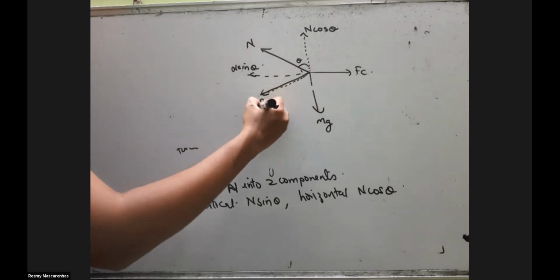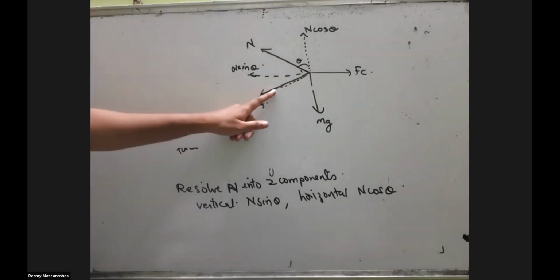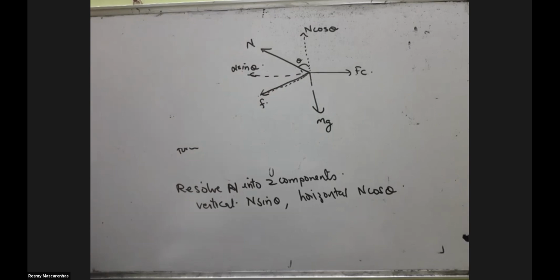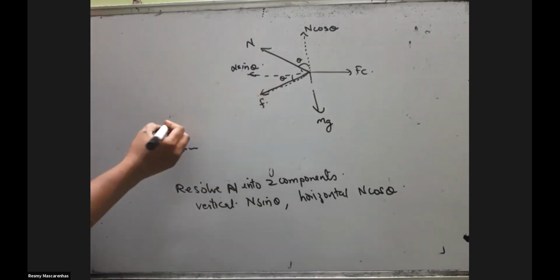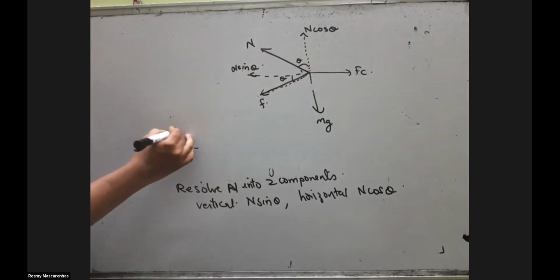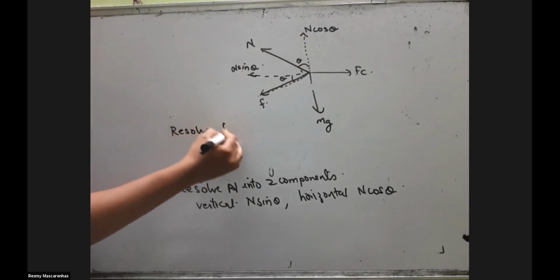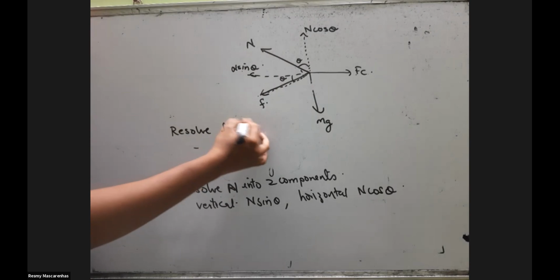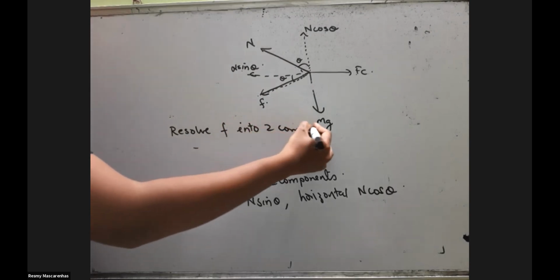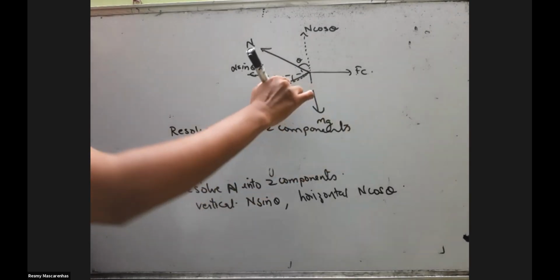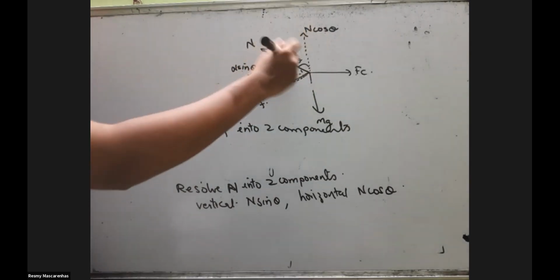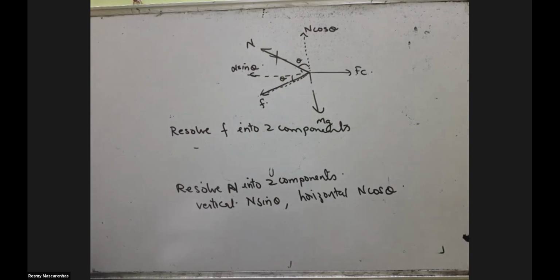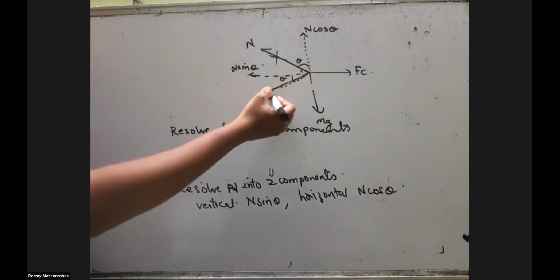exactly opposite to your N sin theta. And now who is there? This is a frictional force. Now this is also at an angle, so this angle will be theta. So resolve this F also into two parts. After this diagram, you write resolve F into two components. Why? Because this is also at an angle. N was at an angle, so I resolved it into two components. Now F also is at an angle, so two.